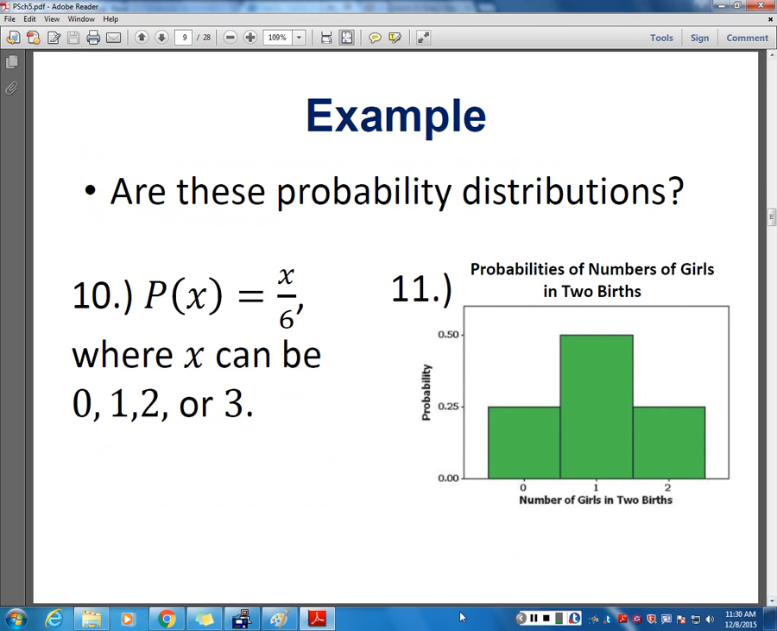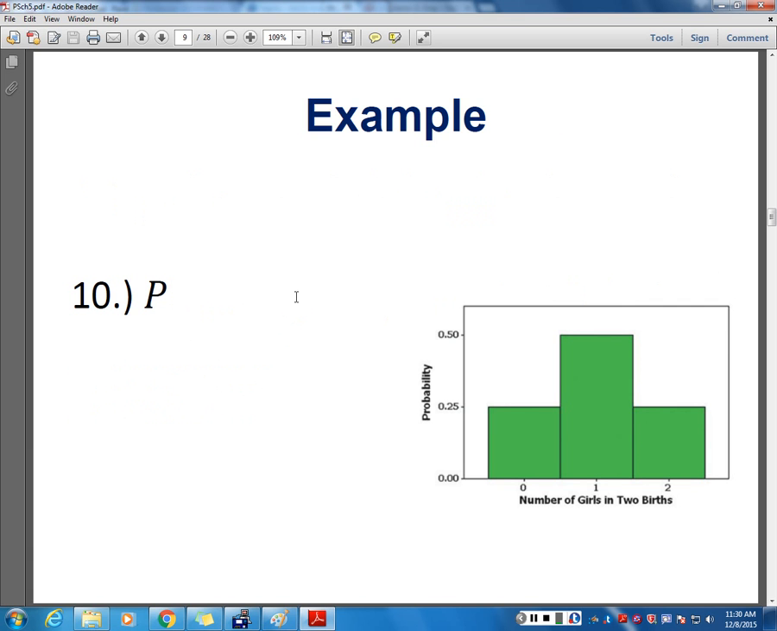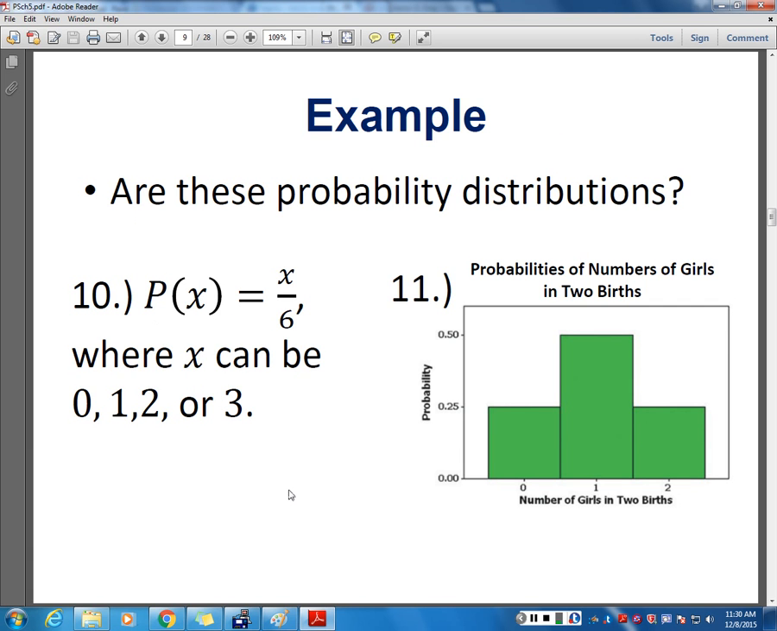Here are a couple of other examples. These are written in a different way. Number 10 is given as a formula. P of x is x over 6, where x can be 0, 1, 2, or 3. Well, x is numerical, 0, 1, 2, or 3. And if I substitute a value of x into the formula, I do get a probability, so that part's good.